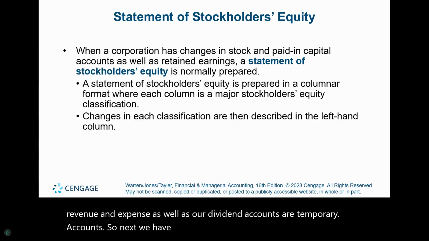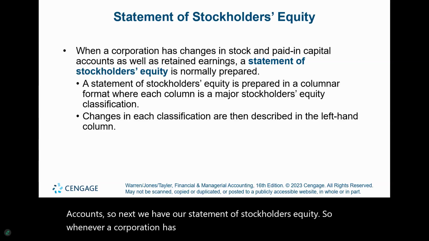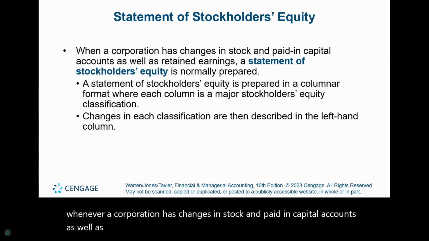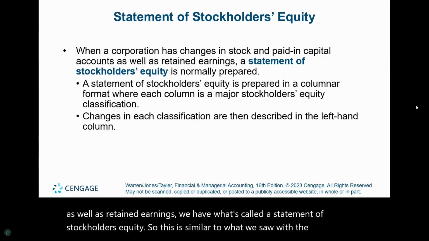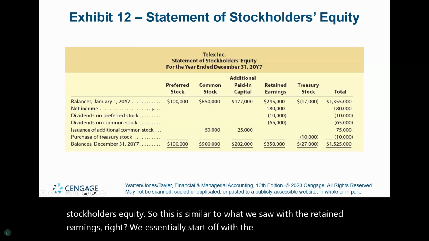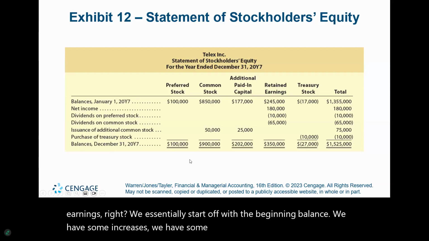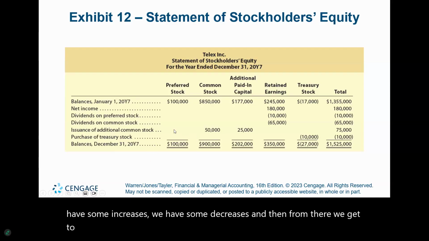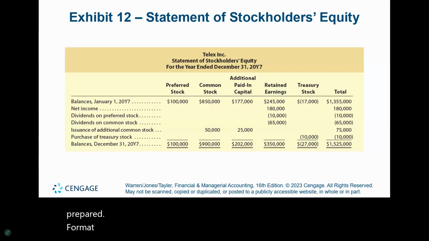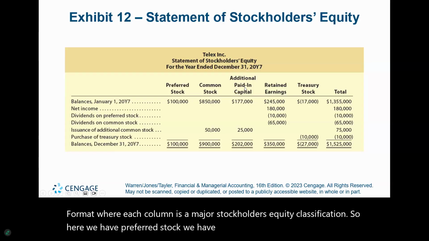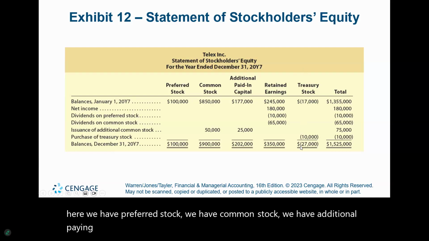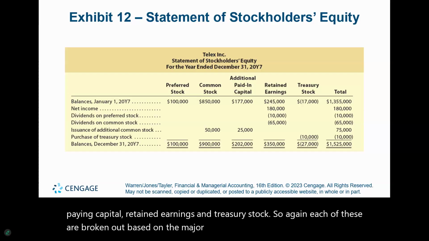So next we have our statement of stockholders' equity. Whenever a corporation has changes in stock and paid in capital accounts as well as retained earnings, we have what's called a statement of stockholders' equity. This is similar to what we saw with the retained earnings, right? We essentially start off with the beginning balance. We have some increases, we have some decreases, and then from there we get to our ending balance. The statement of stockholders' equity is prepared in a columnar format where each column is a major stockholders' equity classification. Here we have preferred stock, common stock, additional paid in capital, retained earnings, and treasury stock. Again, each of these is broken out based on the major stockholders' equity classifications.